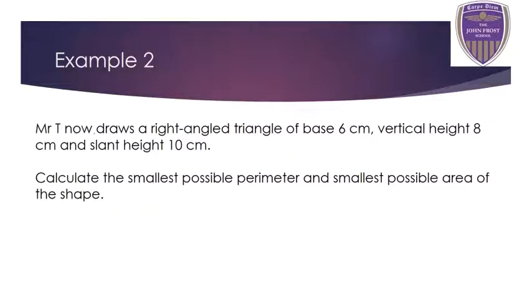Okay, so it said Mr. T now draws a right angle triangle of base 6 centimeters, vertical height 8 centimeters, and slanted height 10 centimeters. Calculate the smallest possible perimeter and the smallest possible area. So I'm going to call these A and B again.